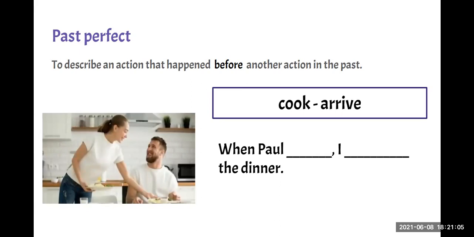When Paul arrived, very good. I cooked. Was cooking. Past perfect. How do we form the past perfect? Had cooked. I cooked. Had cooked, right? I had cooked the dinner.